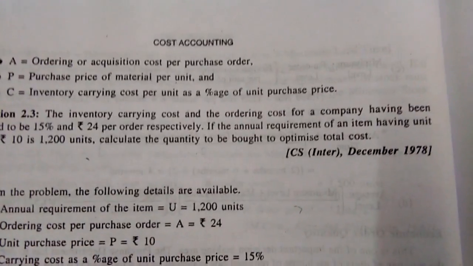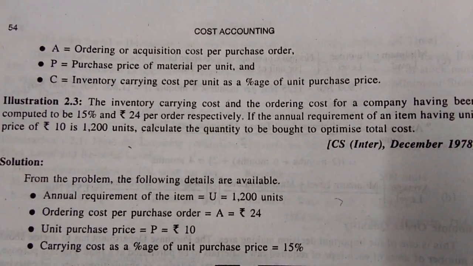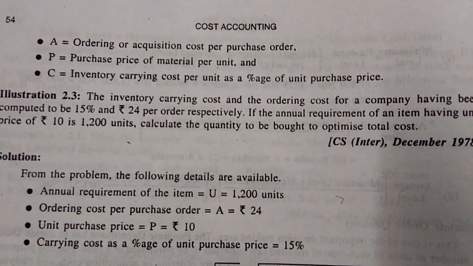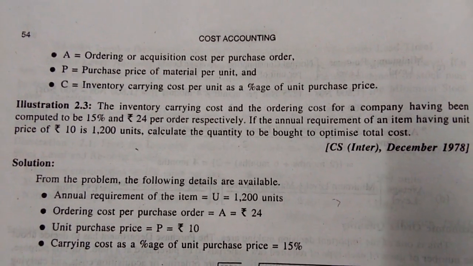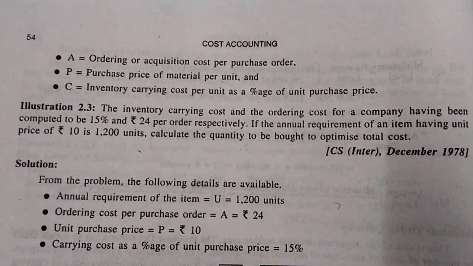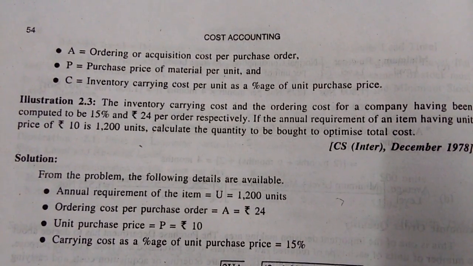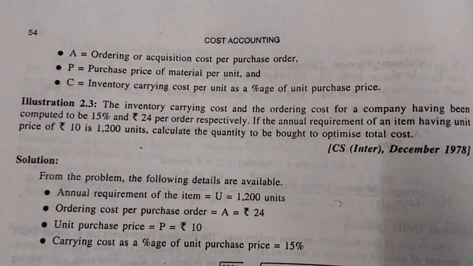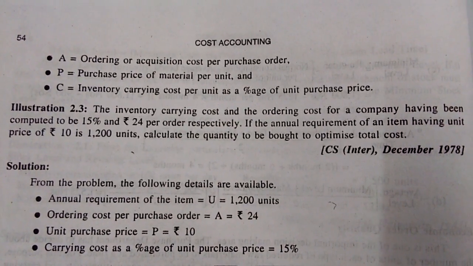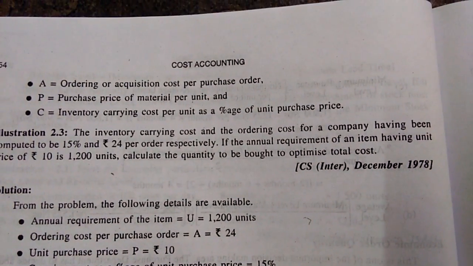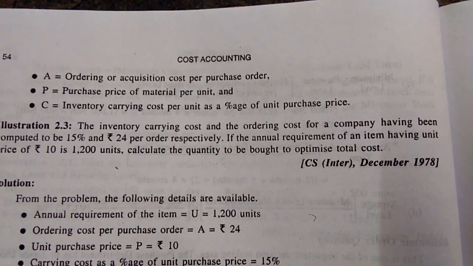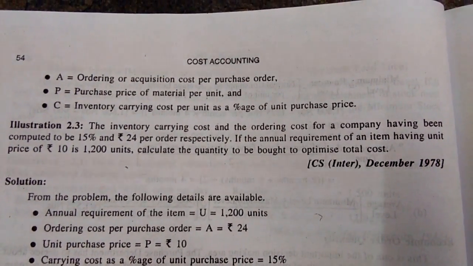Next, A equals ordering or acquisition cost per purchase order. P equals purchase price of material per unit, and C equals inventory carrying cost per unit as a percentage of unit purchase price.